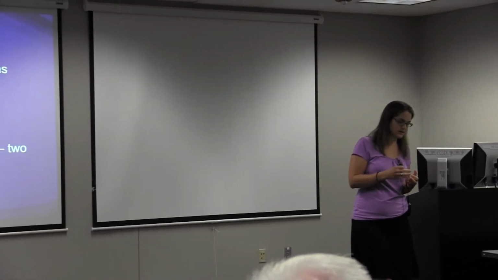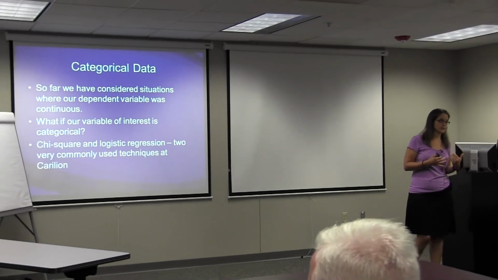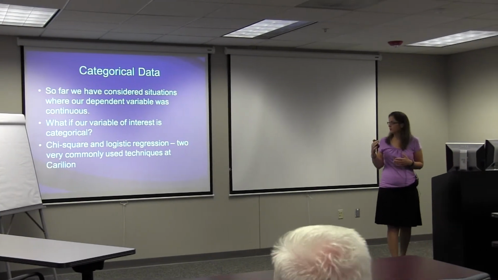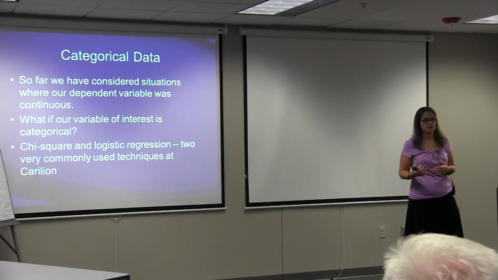This is where I want to spend more time, because this is what I see a lot of here at Carilion: categorical data of some sort. So far we've talked about t-tests, analysis of variance, and correlation, situations where our data were continuous. But what do we do if we have categorical data? And we know that happens.